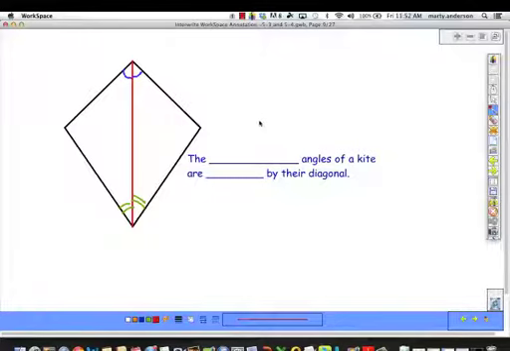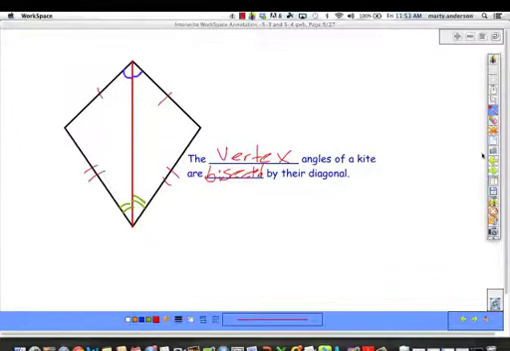Let's see, we're looking at the next slide. The vertex angles of a kite are bisected by their diagonal. So we've got a bunch of congruent triangles when we throw together all of this stuff. So again, that's congruent to that for the kite. That's congruent to that for the kite. Now we have side, side, side, which by CPCTC means these are going to be congruent, which means that the vertex angles are bisected. Okay, so those are the major things about our kites.